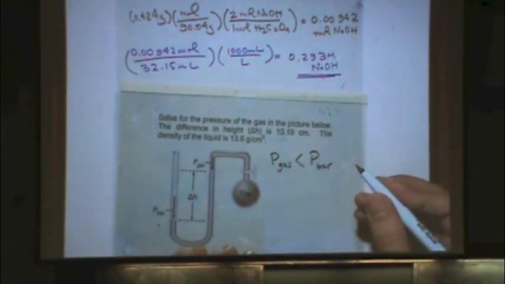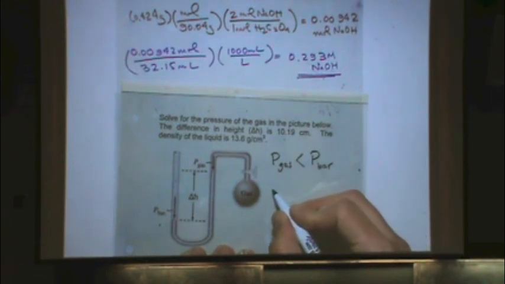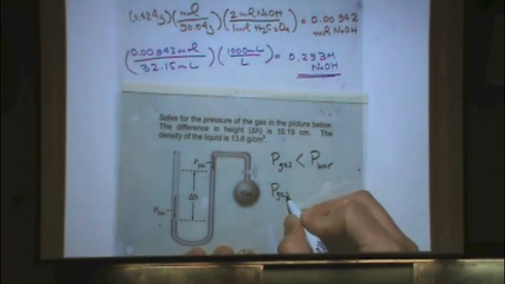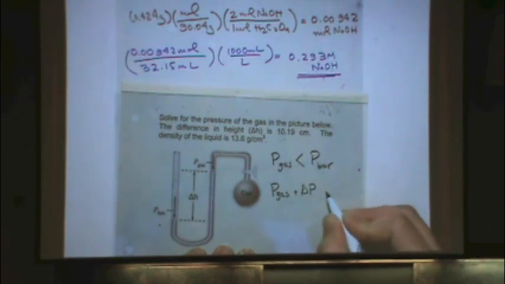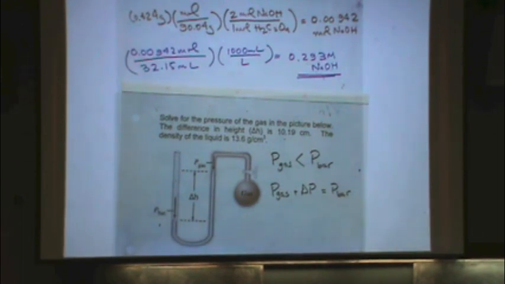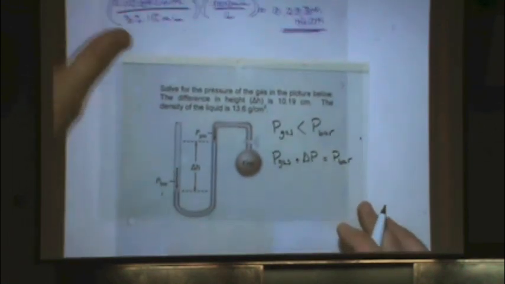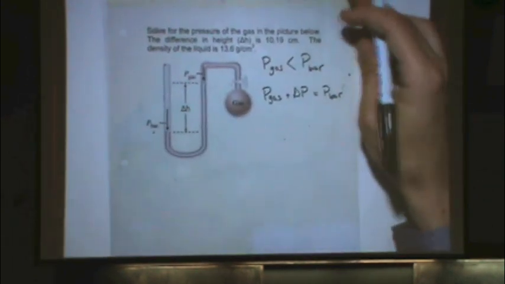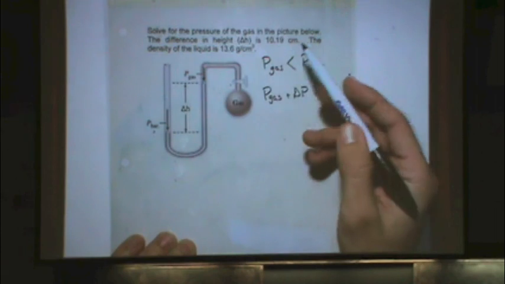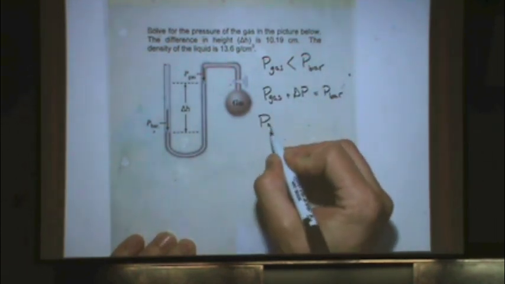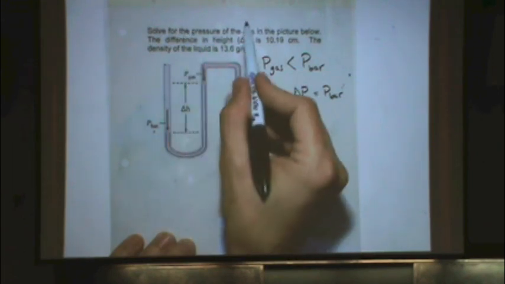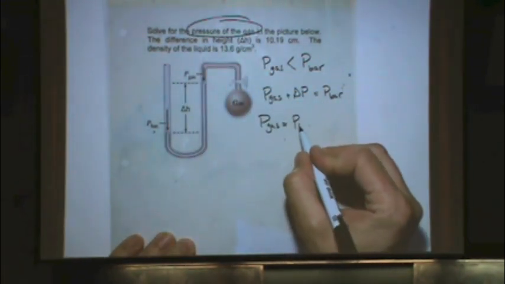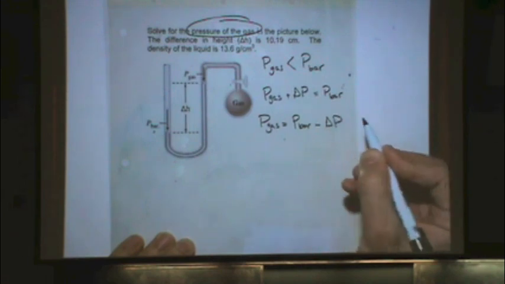To write this in terms of an equation, I would say, well, P gas plus some change in pressure equals P bar. Because it's smaller, I'm adding some change in pressure due to the change in the liquid level height. Okay? So then I want to solve, let's see, for P gas. So really P gas, because that's what I want, find the pressure of the gas, is P bar minus this change in pressure from the liquid level height.